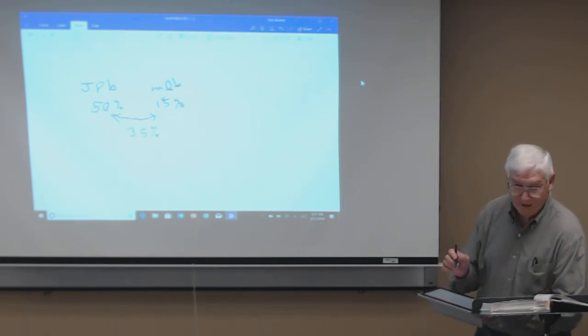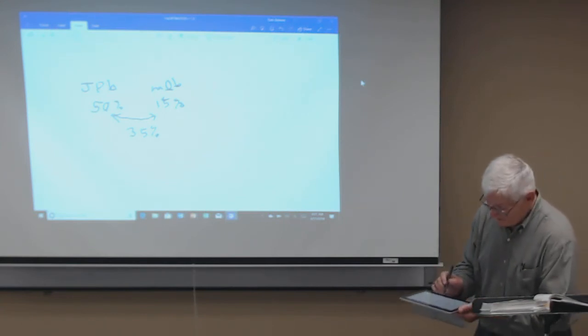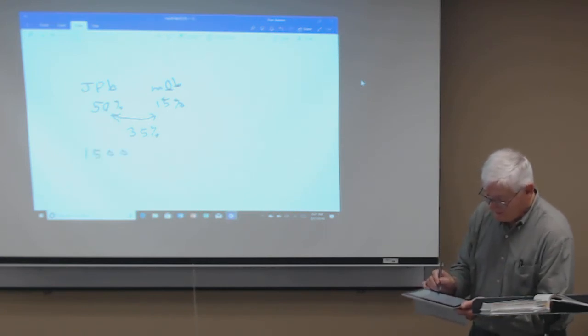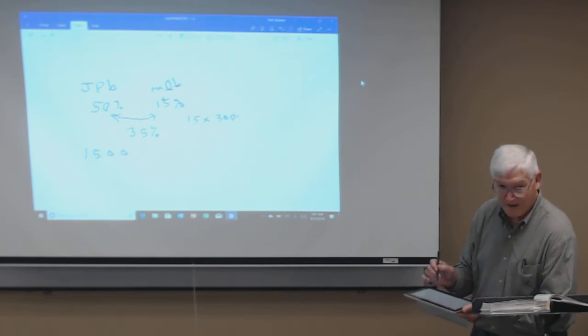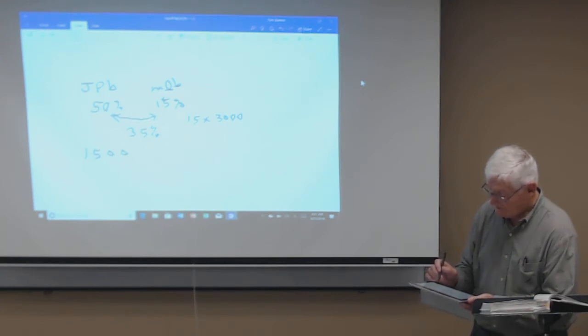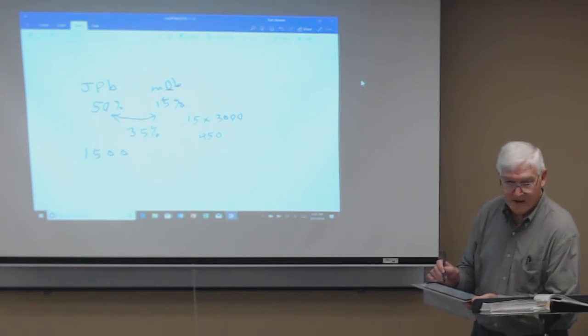Or another way to look at it is 50% of the people. How many people is this? There's 3,000. So, out of 3,000, 50% would be 1,500, right? 15% would be 0.15 times 3,000. That might be the easiest way to work through it. What's 0.15 times 3,000? 450.